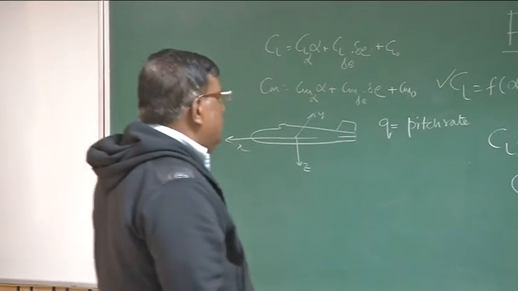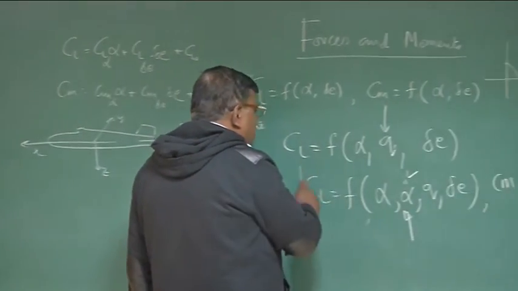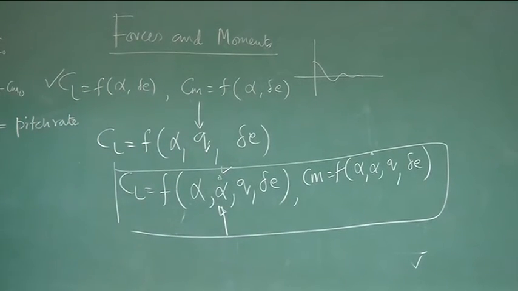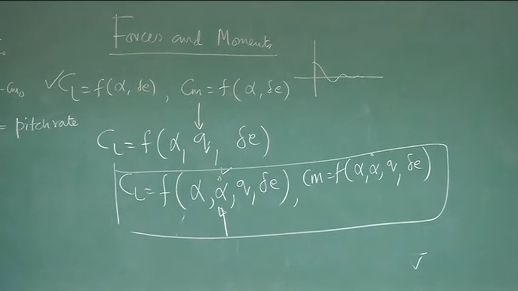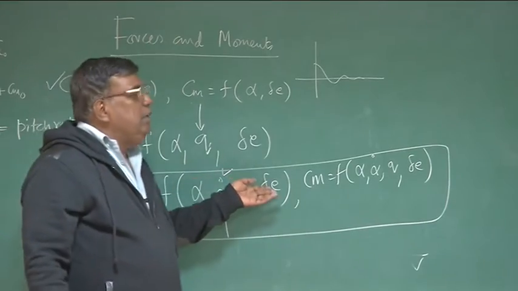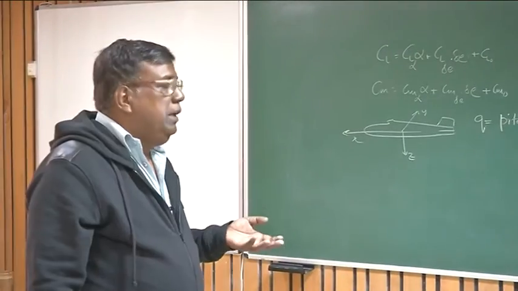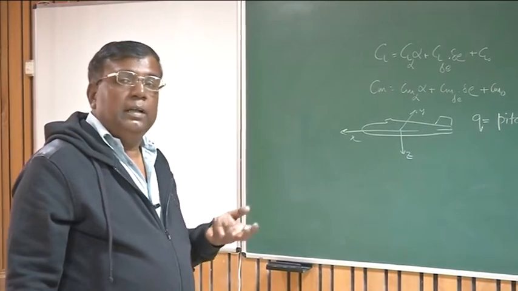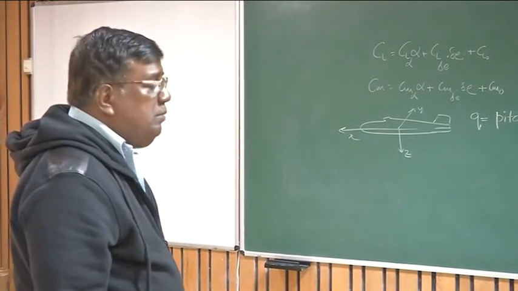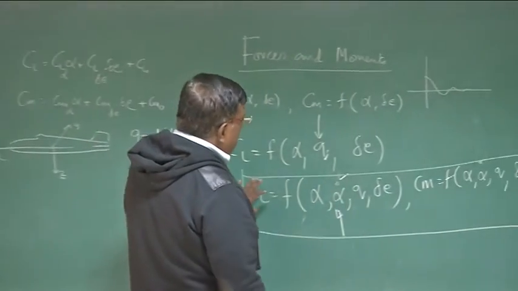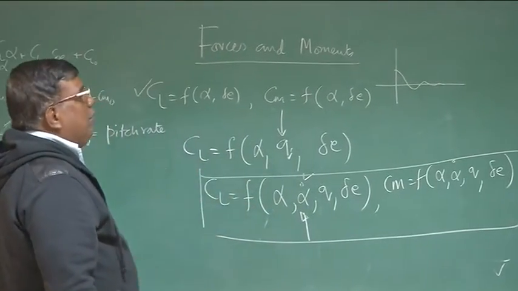Okay? So now the challenge is here. You will find for a highly dynamic, highly maneuverable, high performance aircraft, this Cl will be a function of even delta E dot. With what rate you are moving the elevator? That also becomes an interesting variable to model the Cl. But we are not going for such a high performance aircraft. We are going for a conventional aircraft where the CL is modeled like this, CM is modeled like this.